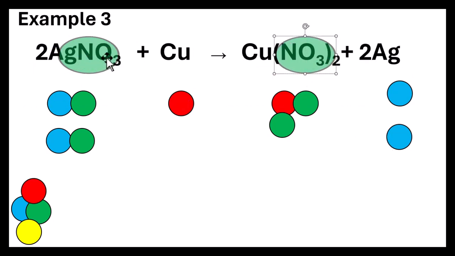And so you can see this only works if the polyatomic ion does not separate and come apart when it reacts. It's still a group of NO3 on both sides. It makes it a lot easier to solve these types of problems.